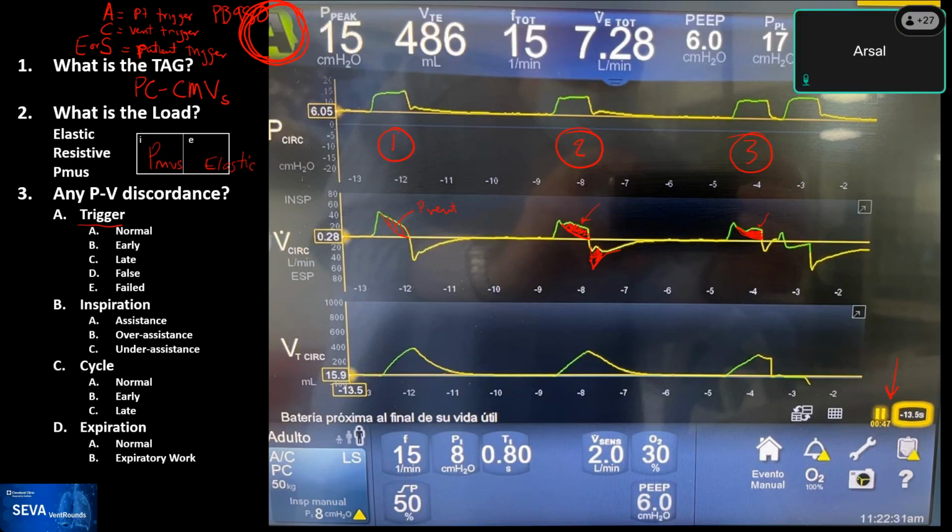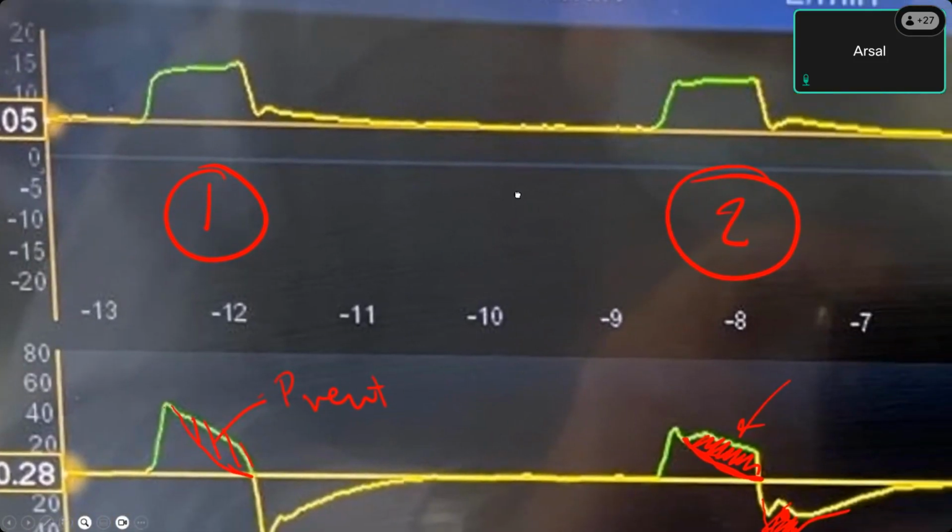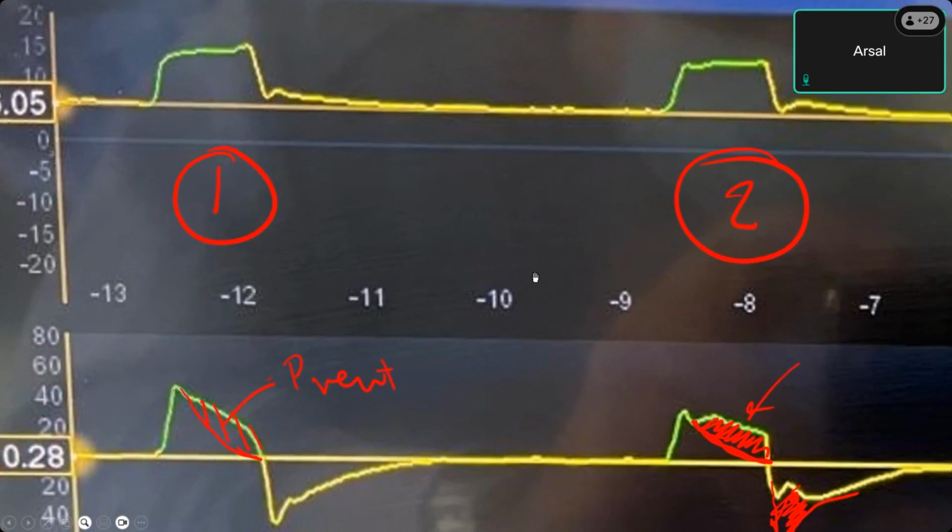No, I assumed that all of these were patient triggered, so that's why I called them normal, but I could be wrong. Why do you hesitate? It's difficult to say whether it is just machine triggered or patient triggered here, but I don't see any flow or pressure deflection before it starts. So maybe these are all machine triggered. Maybe that could make it early trigger. So not sure.